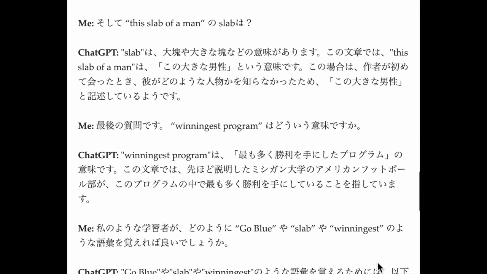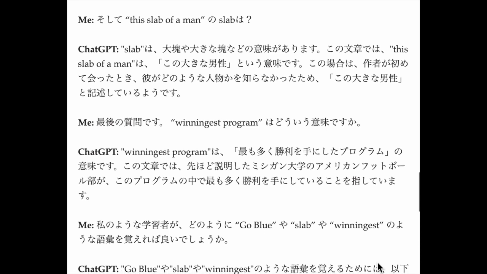And then there's a phrase at the beginning of that text that refers to this slab of a man. What does slab mean in this context? Well, it explains the original meaning of a slab. The Japanese might be a little bit redundant, but it means a large piece of something. It explains the original meaning, but then says in this case, it just means this is a big person, a big man. Maybe slab has a little more nuance in English than just big, I think, but it's pretty close, okay?